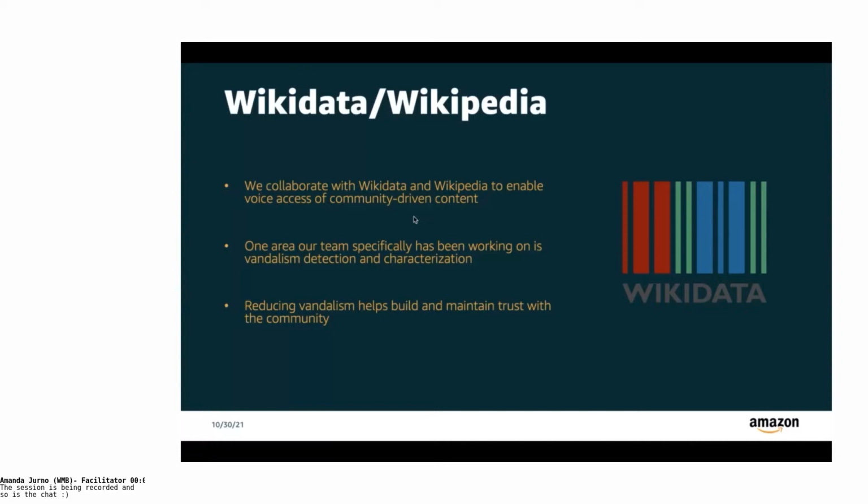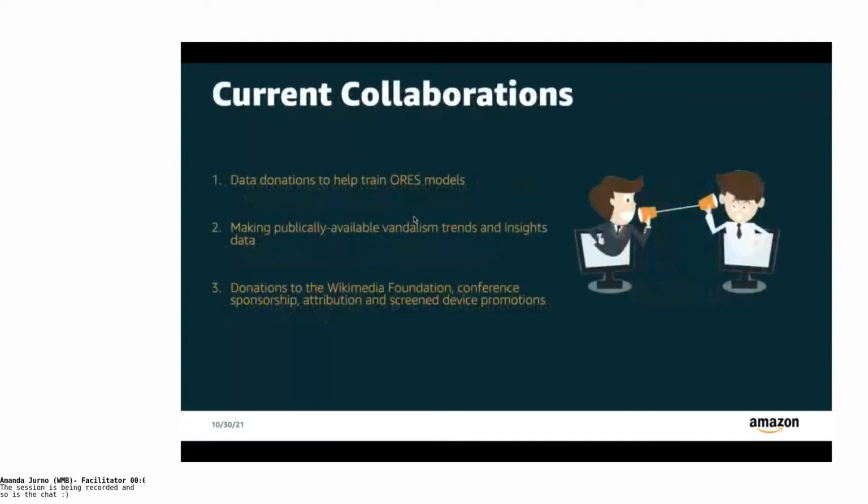So one area our team specifically has been working on lately is vandalism detection and characterization. Being able to spot and identify vandalism and incorrect data helps build and maintain trust with our community, in the same way that it helps build and maintain trust with the community in general for detection on Wikidata. So we try our best to collaborate. We want to be able to improve the information in general, right, on both Alexa devices and on Wikidata.